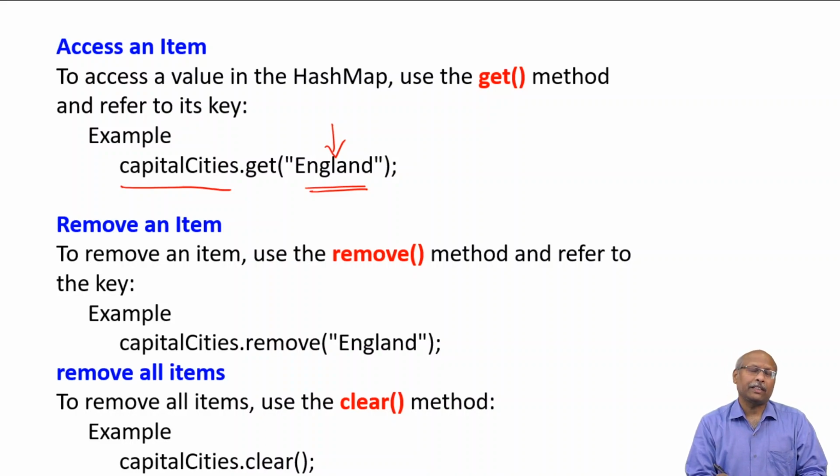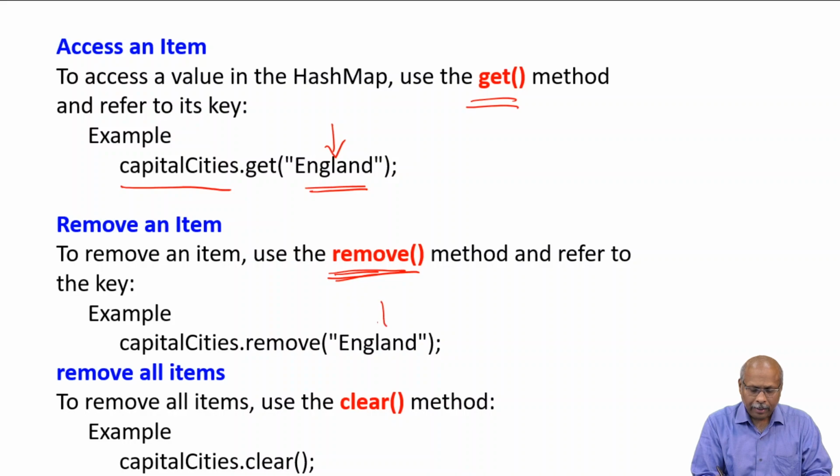Similarly, sometimes you may be asked to remove an item. If you want to remove an item, you can use the method called remove. So try to know the name of the method: for accessing, the get method; for removing, the remove method. Now if I say capitalCity.remove(England), automatically England will be removed from the map.